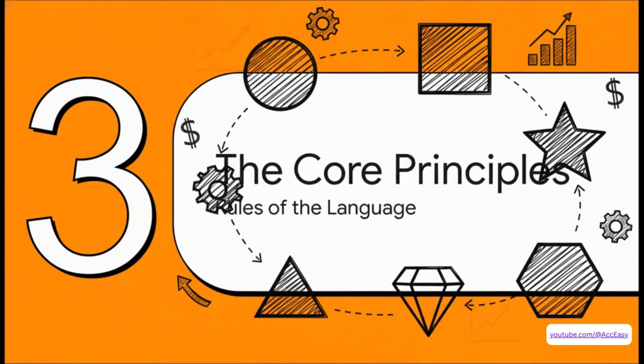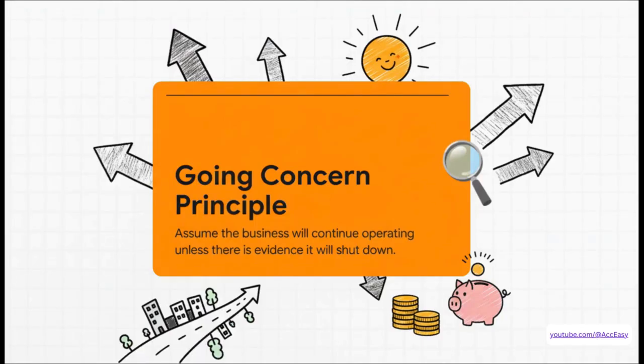All right, now for the main event. Let's get into the essential rules of this financial language. We're going to break down these 6 core principles that really form the bedrock of all modern accounting. First up, we have the going concern principle. This is the baseline assumption that a business is going to keep operating, that it's not going to shut down tomorrow, and this is crucial. Without it, you'd have to value a company's assets at their fire sale price, which would make almost every healthy company on the planet look like it's about to collapse.